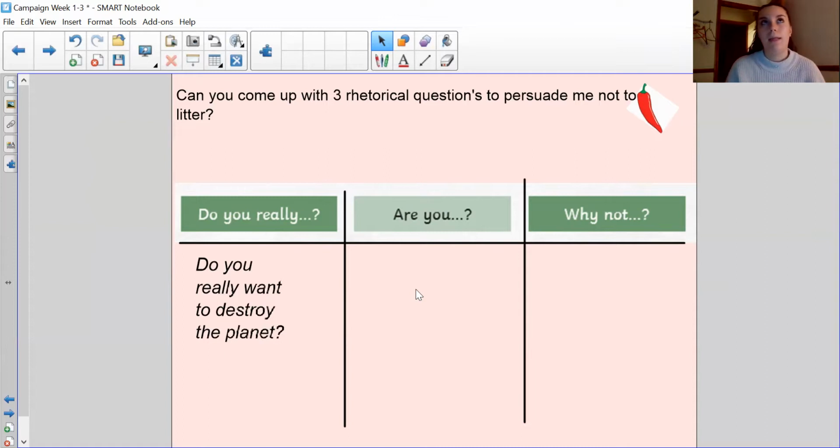Are you? So I could think, are you helping in the fight against litter? Are you littering on the floor all the time? Are you responsible for your own litter? So you can put something in there. And then why not? So we could have, why not pick up rubbish next time? Why not try harder to pick up rubbish that you see on the floor? So you can choose some rhetorical questions.